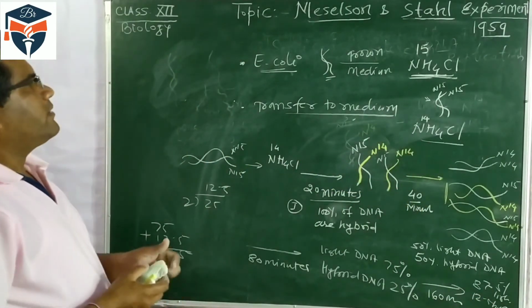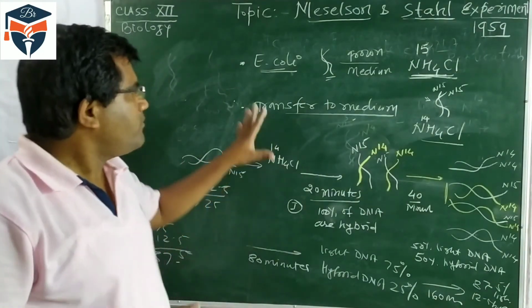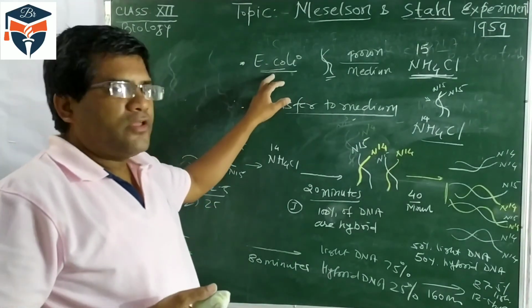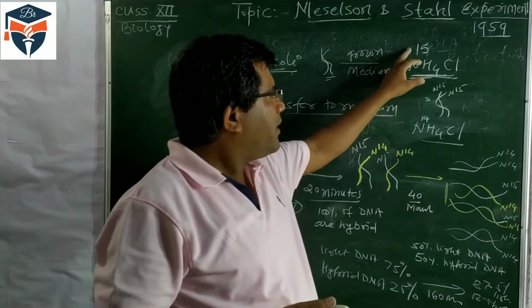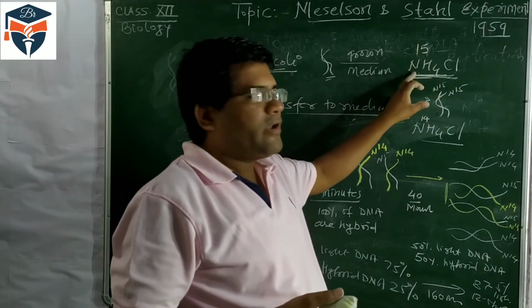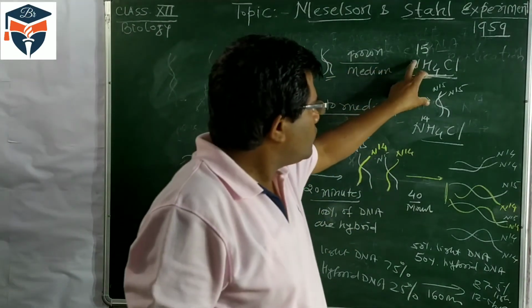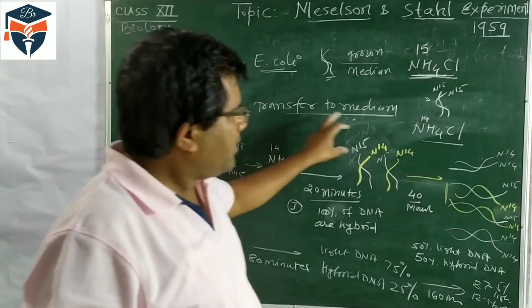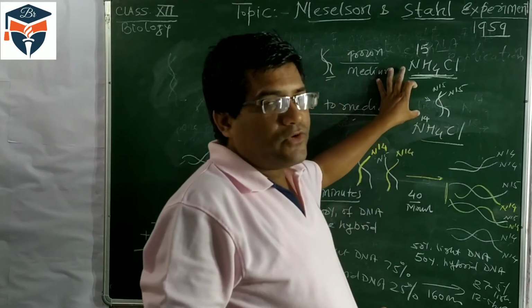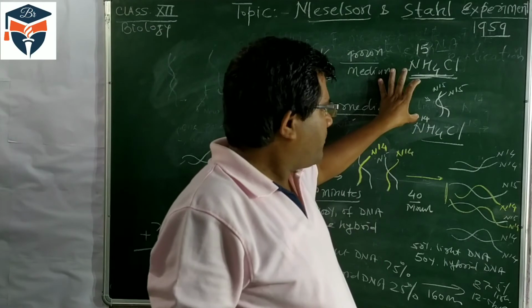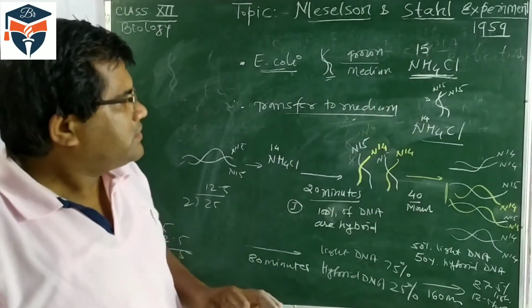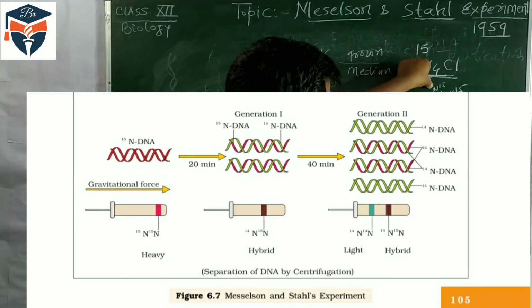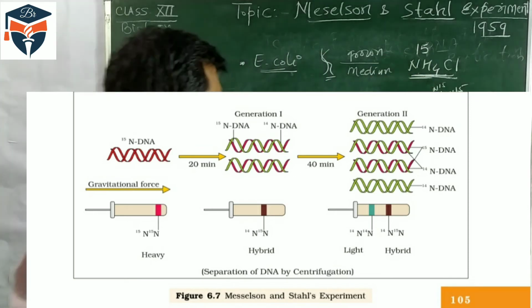So listen here, what did Meselson and Stahl prove? They proved that DNA replication is semi-conservative. First they grew E. coli in medium containing NH4Cl, where the nitrogen is N15, so the DNA is labeled with N15. Then they transferred it to the medium containing NH4Cl where the nitrogen is N14. It is a light nitrogen. These can be separated by the cesium chloride gradient method on the basis of their density, because N15 has more density and N14 has less density.